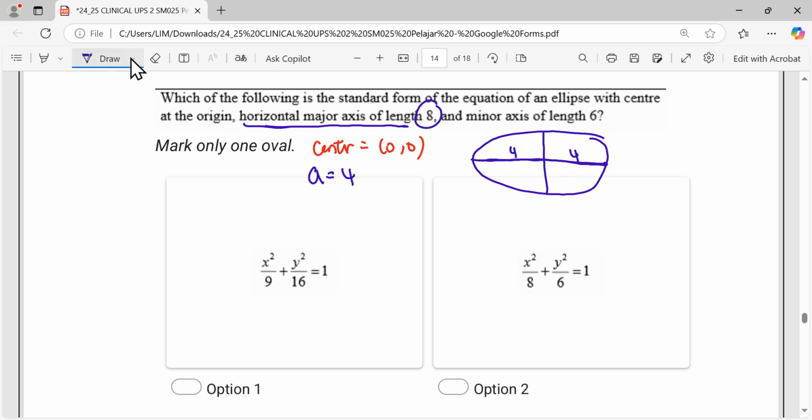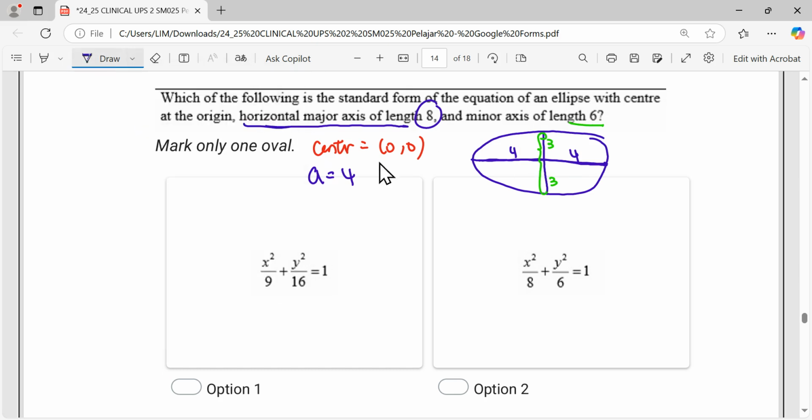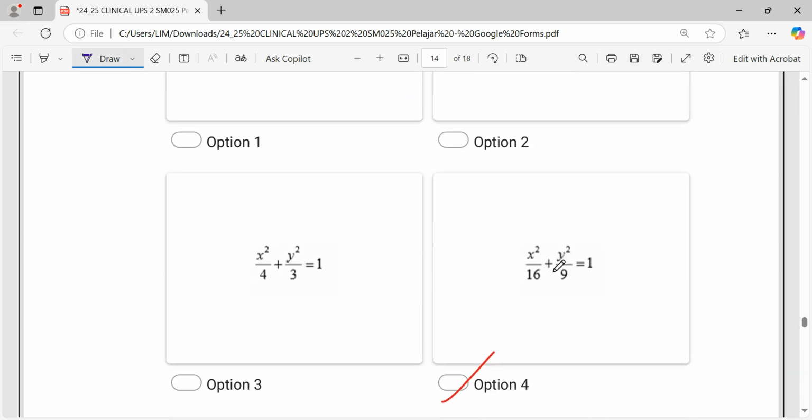Minor axis. Here we have our minor axis, length of 6 divided by 2. So this is 3, 3. So the vertical length is 3, which means that the value of b is 3. To form our equation, x minus 0 squared over a squared, plus y minus 0 squared over b squared equals 1. So our denominators here are 16 and 9. Therefore, this is our option.